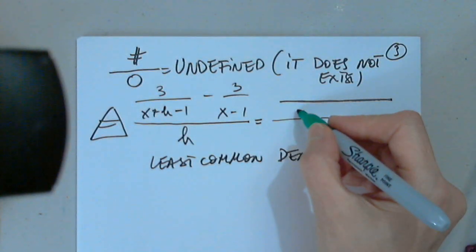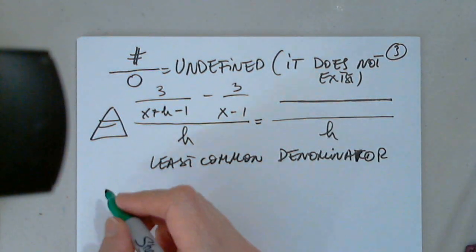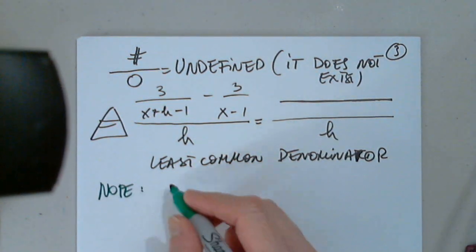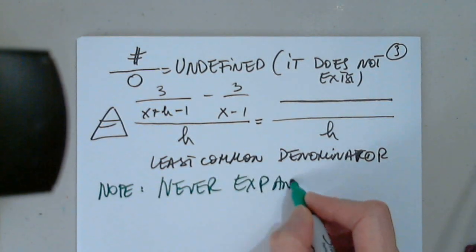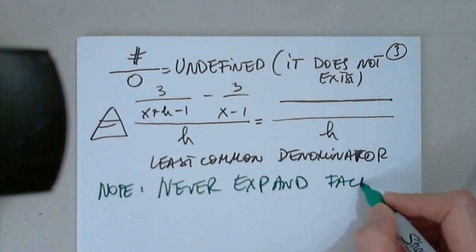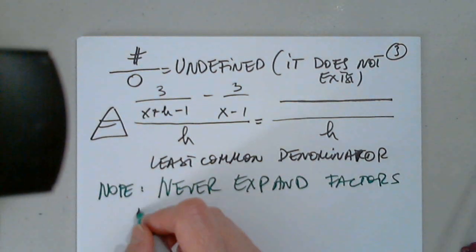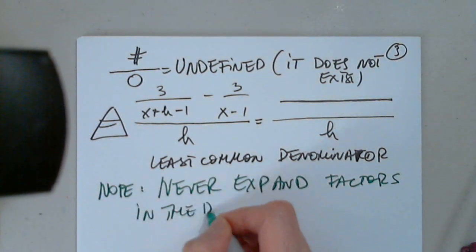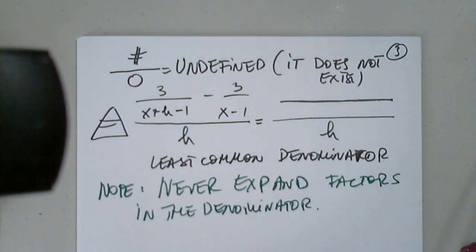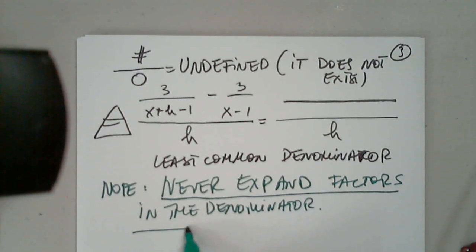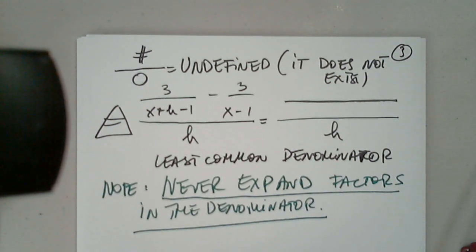So we just need to multiply the first one and the second. Never expand factors in the denominator. Why? We want them factored so we can simplify. If we expand them, then we have to factor them again. Never. We never expand factors in the denominator. It's a waste of time, and it's wrong.